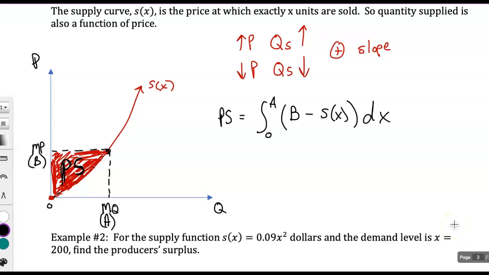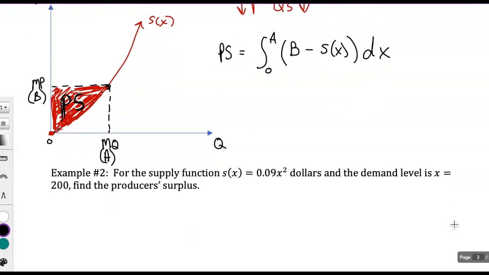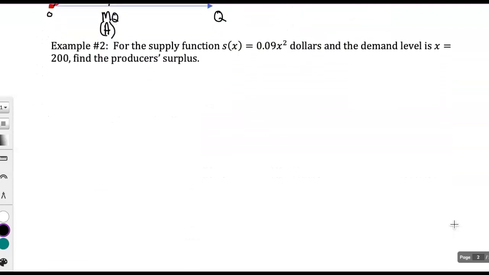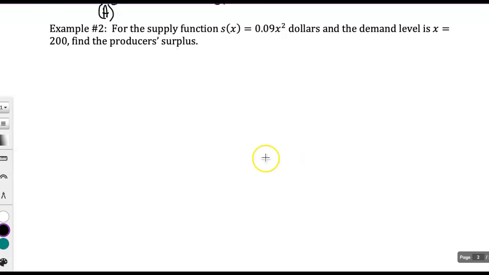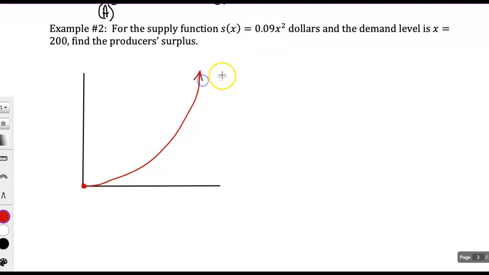And so that is kind of the generic formula for producer surplus. Okay, so let's go ahead and do a problem. So it says for the supply function S of X equals 0.09 X squared dollars, the demand is 200, find the producer surplus. So I'm going to sketch this out. And this is a parabola. If you plug in 0, you get 0. So I'm going to go 0, and it has a positive A value, so it's going to be sloped up, which we need it to be. And so this is S of X.